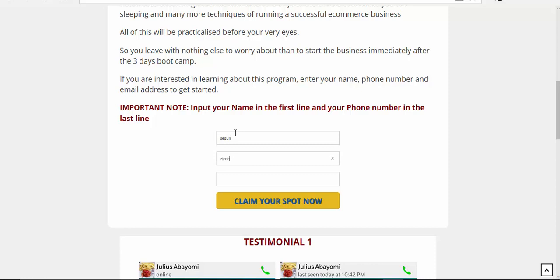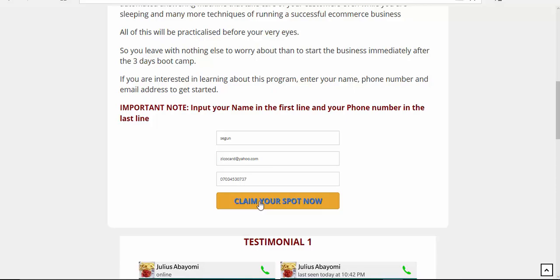Your email address is this. And your phone number is this. So you need to put your name in the first line, your email address in the second line, and your phone number in the third line. Then you click on claim your spot.